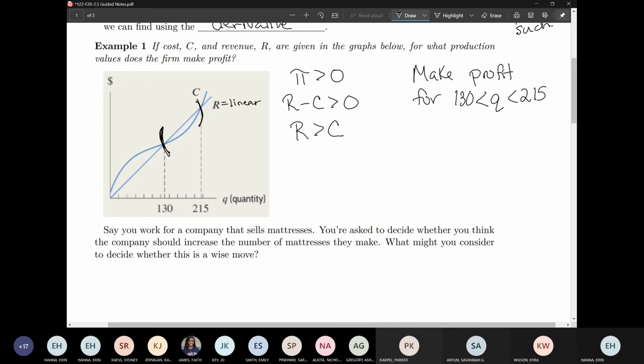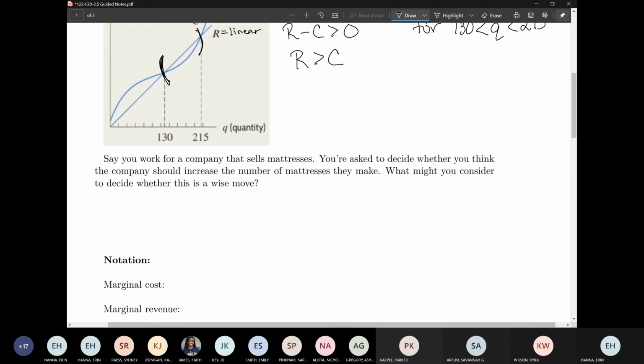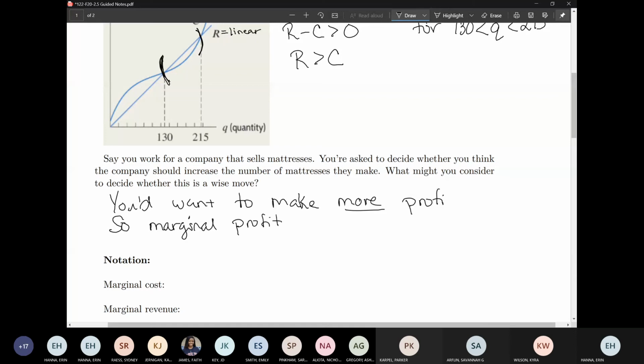So what we would want to do here is if we want to talk about whether or not it's wise to make the next item, you'd want to make more profit. So we'd essentially want marginal profit to be positive. You'd want to make more money than you were before.